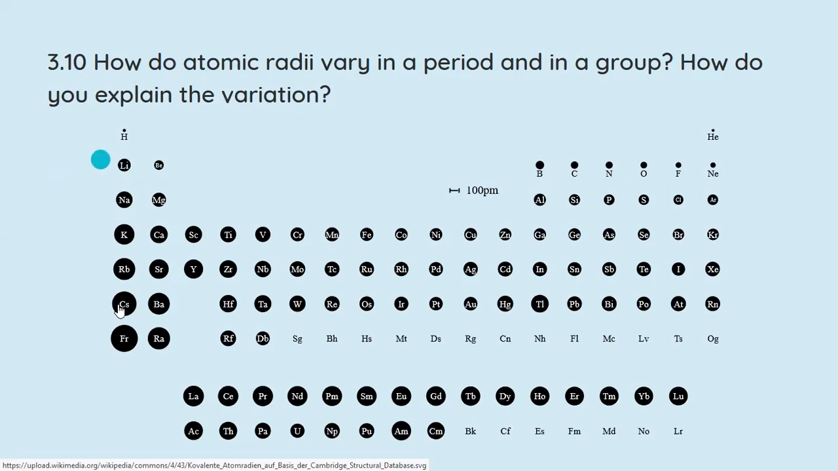Down the group, despite all of them having the same outermost electronic configuration, the electron is not getting added to the same shell, it's getting added to the next shell, which means the nuclear charge is not increasing as much as the distance. So because there is an increase in the number of shells, the atomic radius is increasing down the group. To understand this in detail and very well, do check out the video where we discussed the atomic radius.